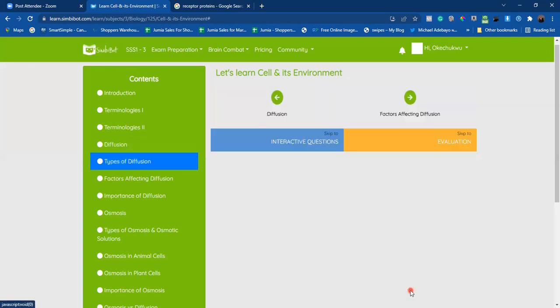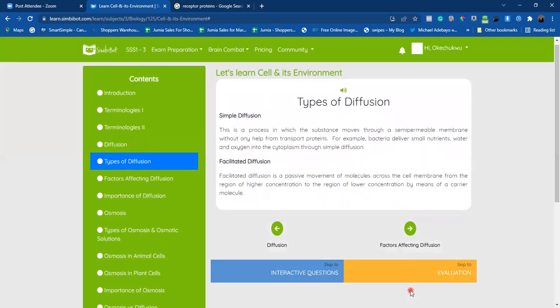Okay, let's continue. Types of diffusion. We have simple diffusion and we have facilitated diffusion. Those are the types of diffusion. Now, what is simple diffusion?